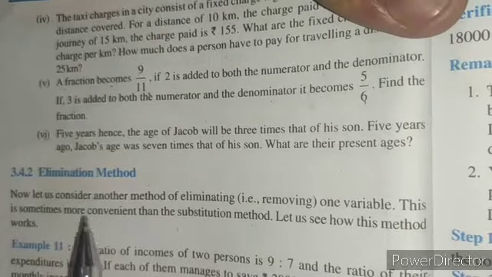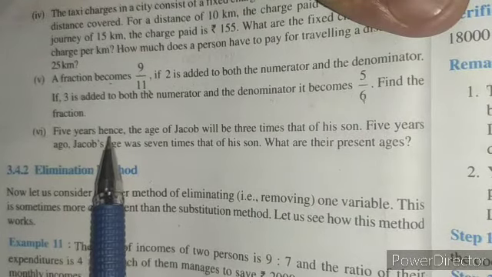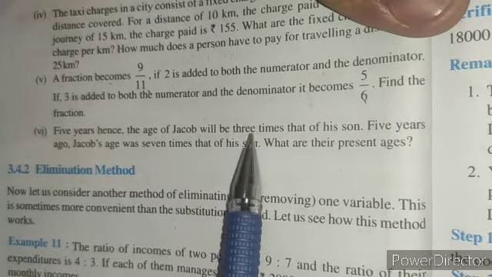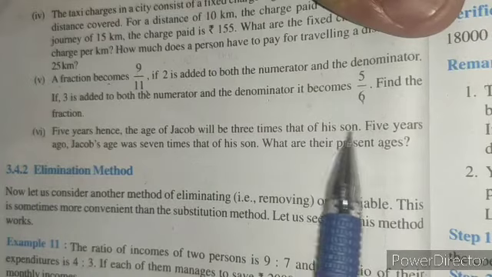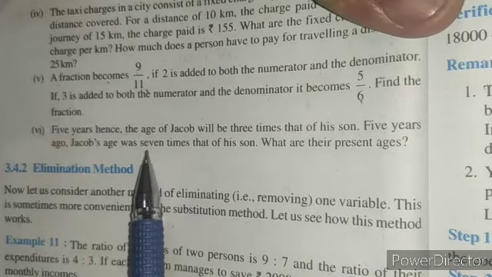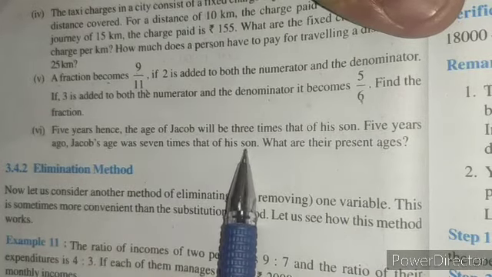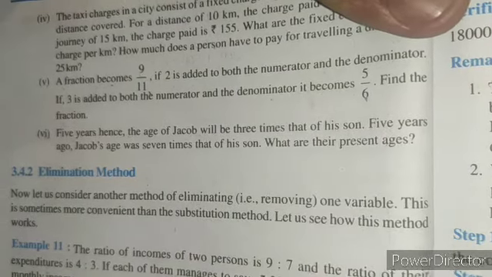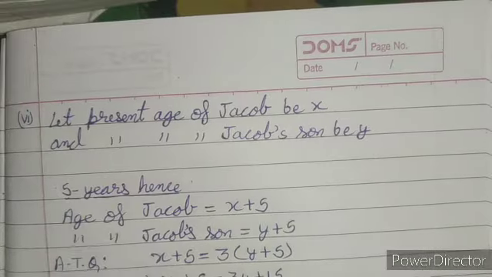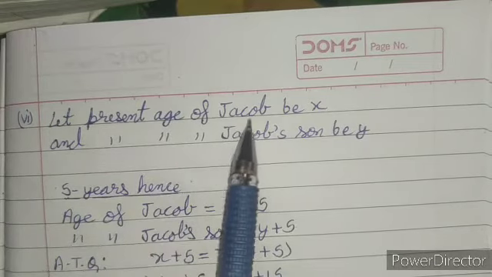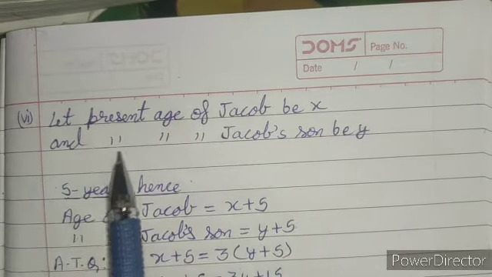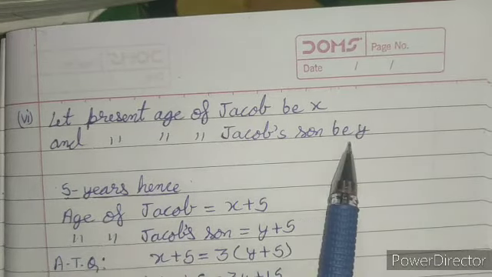Now the last question of the exercise: 5 years hence the age of Jacob will be 3 times that of his son. 5 years ago Jacob's age was 7 times that of his son. What are their present ages? Here let the present age of Jacob be x and the present age of Jacob's son be y.